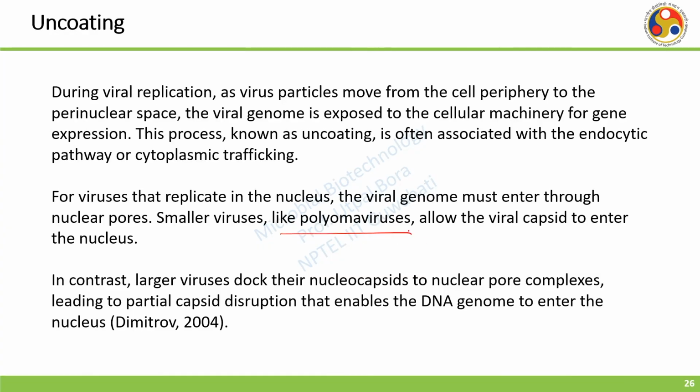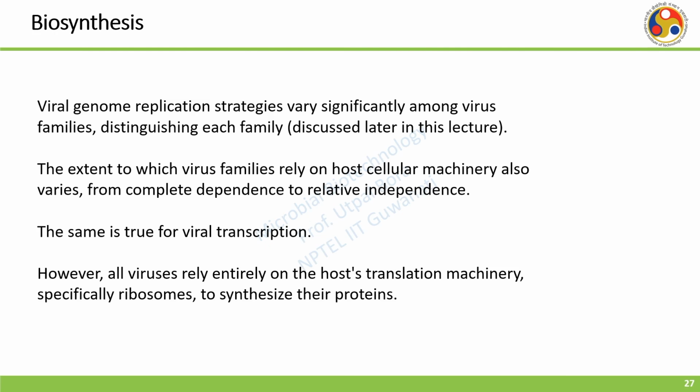For viruses that replicate in the nucleus, the viral genome must enter through nuclear pores. Similar viruses like polyomaviruses allow the viral capsid to enter the nucleus. In contrast, larger viruses dock their nucleocapsids to nuclear pore complexes, leading to partial capsid disruption that enables the DNA genome to enter the nucleus.